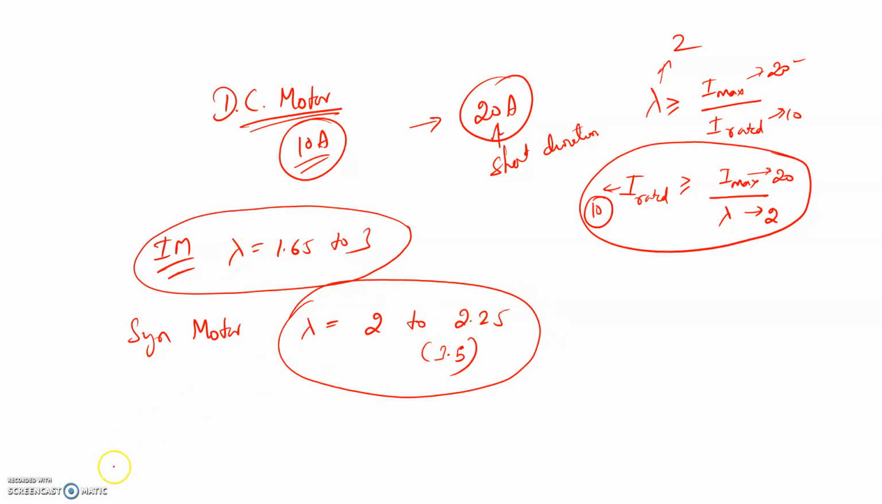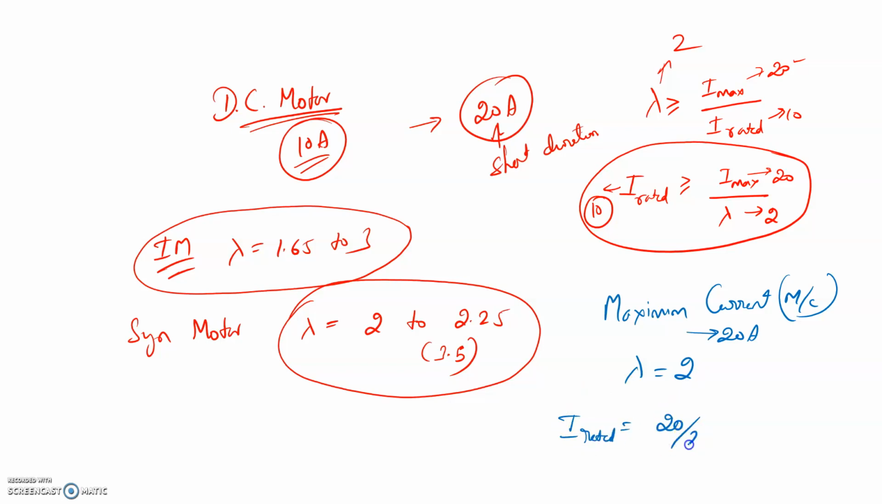What is finally important is that you choose the maximum current that the machine can sustain, and then find out what safety value you will keep, that is lambda. Let us say the maximum current is 20 amperes and you choose lambda as 2. Then your rating I rated will be equal to 20 by 2, which is 10. This is how we calculate the rating of the motor.